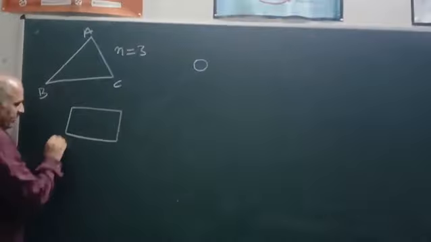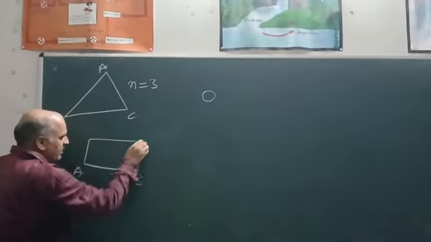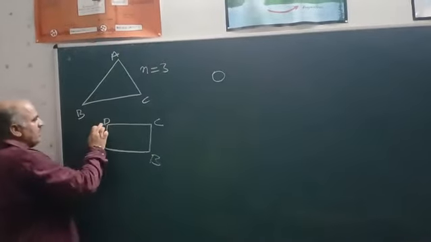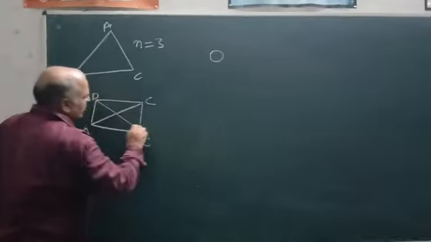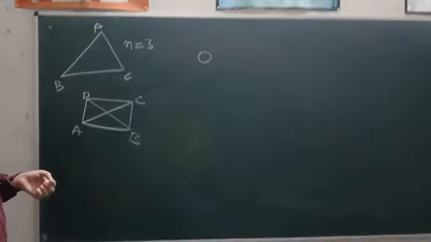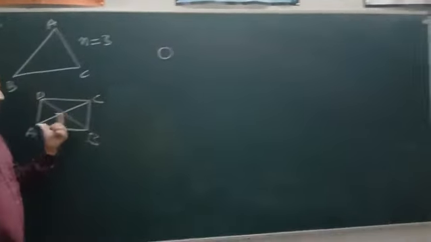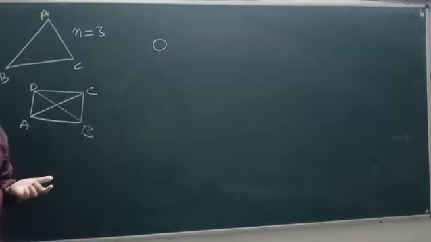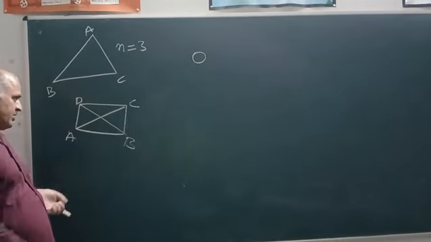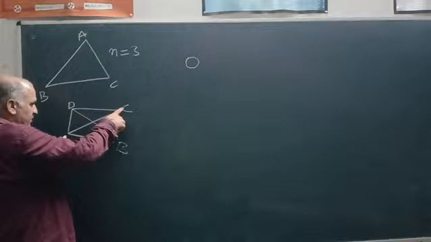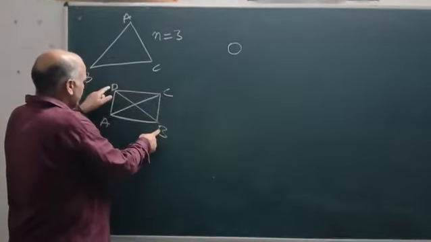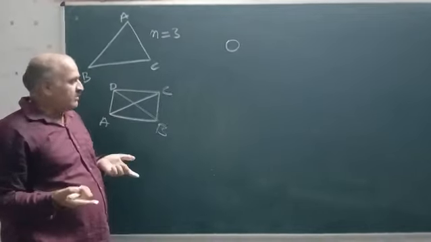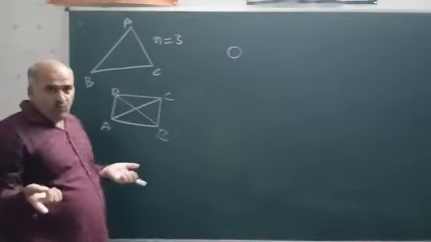Label it as A, B, C, D and let us draw the diagonals. From your experience, you know that there are two diagonals, because there are two pairs of non-consecutive vertices. As you can see, vertex A and vertex C is a pair of non-consecutive vertices, and vertex B and vertex D is also a pair of non-consecutive vertices. So there will be two diagonals.